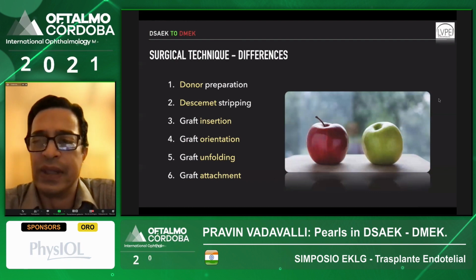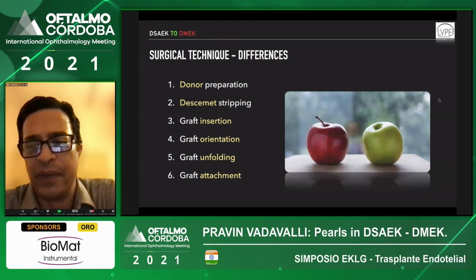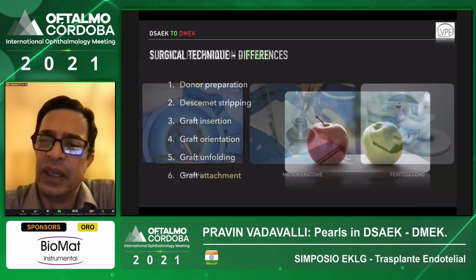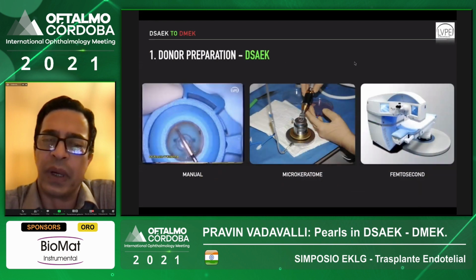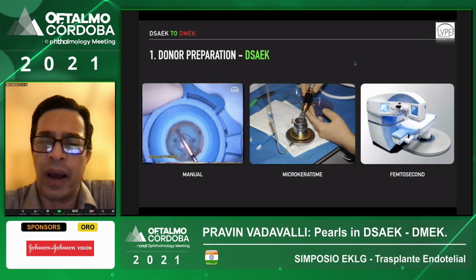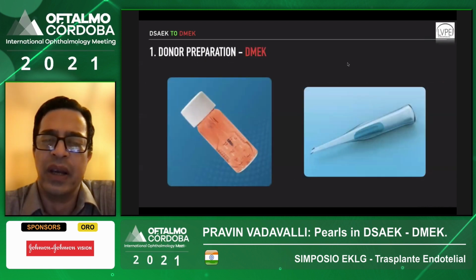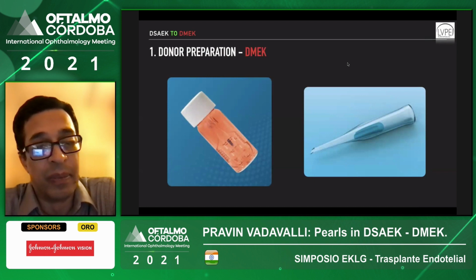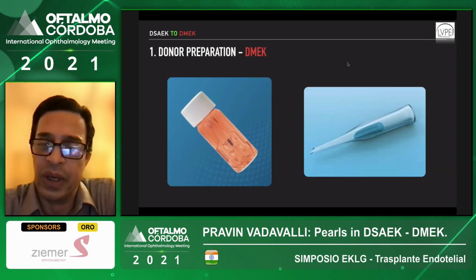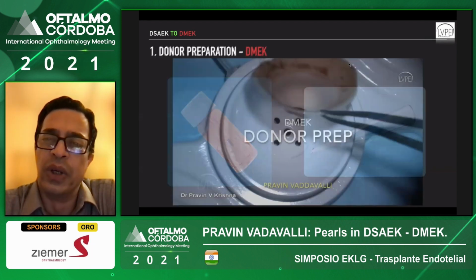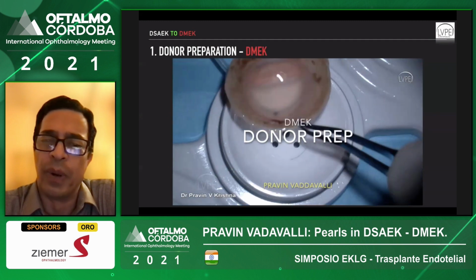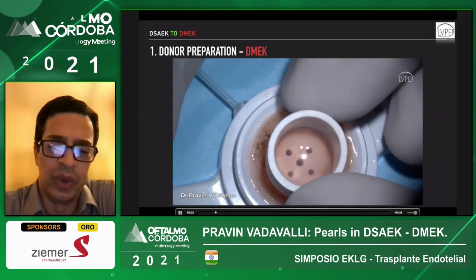So what are the differences in the surgical technique? There are several differences, but I'll point out the key ones. The donor preparation in DSAEK is usually done nowadays with a microkeratome, whereas in DMEK surgery, the donor preparation can be either a preloaded lenticule that is loaded into a glass tube, or you can do the prep yourself in the operating room just before you actually do surgery.